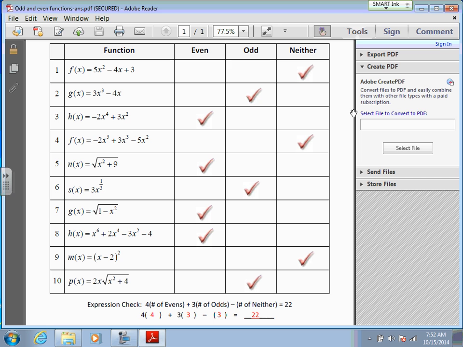Left off on the bottom somewhere. See if you had any questions about these. You can always verify them by graphing. And they kind of give you a nice little puzzle on the bottom to take your number of evens and your number of odds and to see if it comes out to be their answer. And then you know you had the whole sheet right.